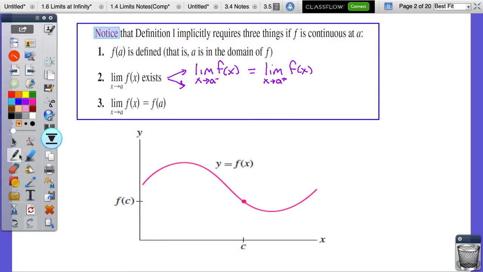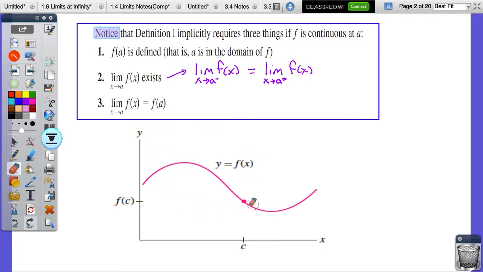All right, and then the last thing: if both the function exists and the limit exists, they have to be the same thing. They have to be equal to each other. And that third characteristic is basically the definition. It encompasses all of it, but hidden in there, you have to make sure the function's defined, the limit exists, and if they do exist and it is defined, are they the same?